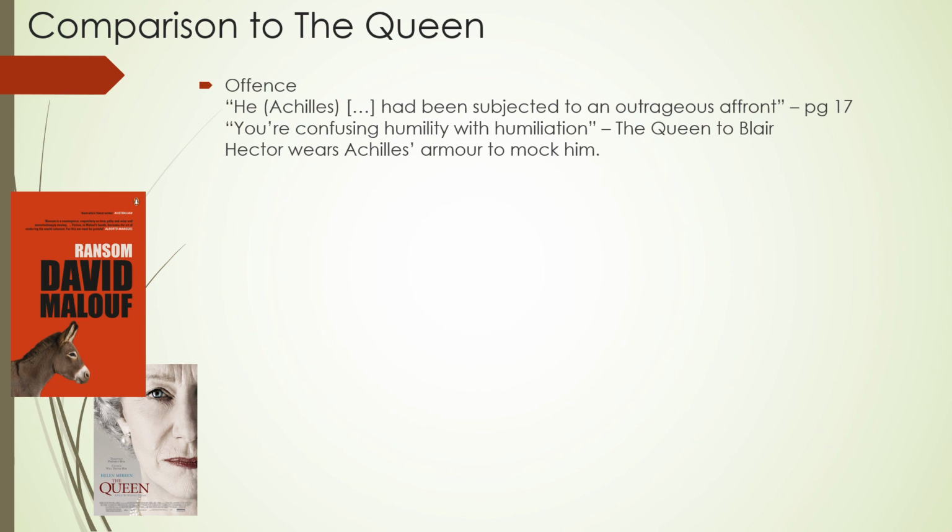Taking offence at things. So we've got Achilles taking offence. He's subjected to an outrageous affront. And then the Queen says, "You're confusing humility with humiliation." She says that to Blair, and she's drawing on the idea that she had to be subservient to him in order to get the public back on side. And we've also got Hector wearing Achilles' armour to mock him. So we've got this idea of offending and insult.